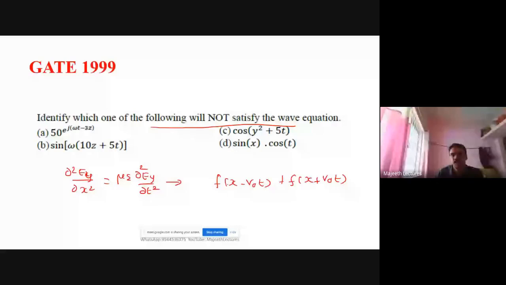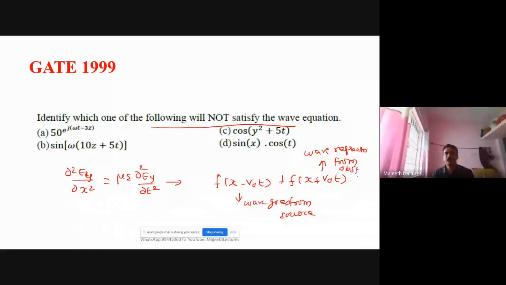What is x minus v naught t? Wave goes from source. And this is wave reflected from some obstacle. So x minus means this, and all we will use in the next class. So please remember, x minus means wave goes from the source. X plus means wave reflected from some obstacle. So this is the solution of this wave equation.